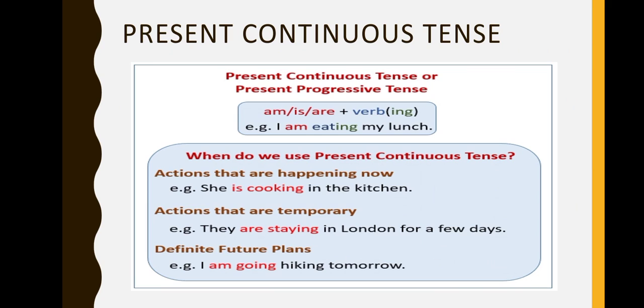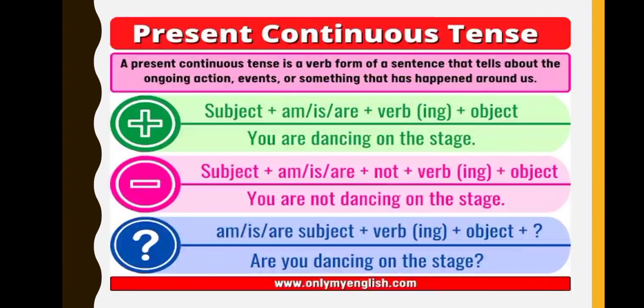So you can see that after the word we have added ing and it shows that the action is going on. Let's have some more examples. They are staying in London for a few days. I am going hiking tomorrow. Let's have some more examples that how we are going to form present continuous tense. We will start with the subject, then we will use the helping verb am, is, are, then at the end we will use the verb and with the verb we will add ing and at the end we will add the object. So this is the sequence of your sentence structure.